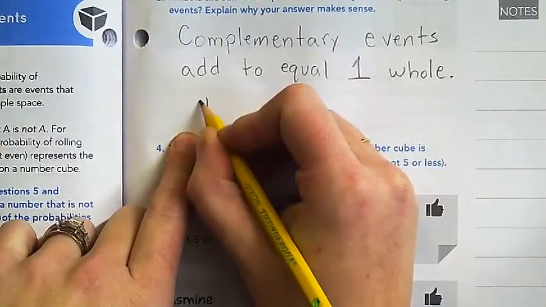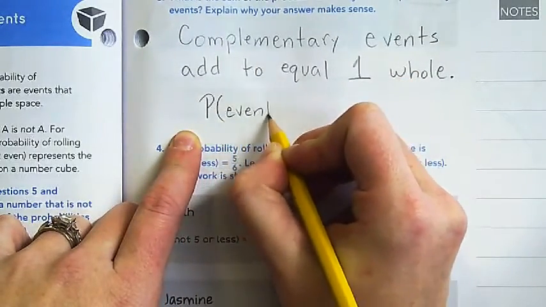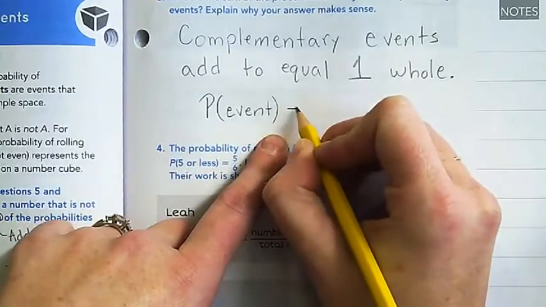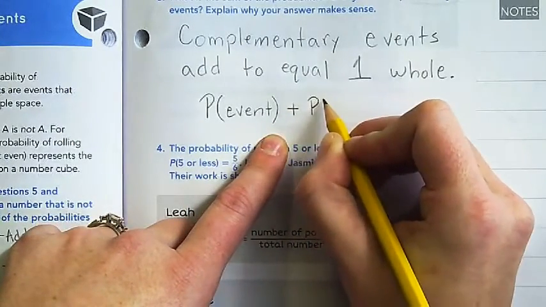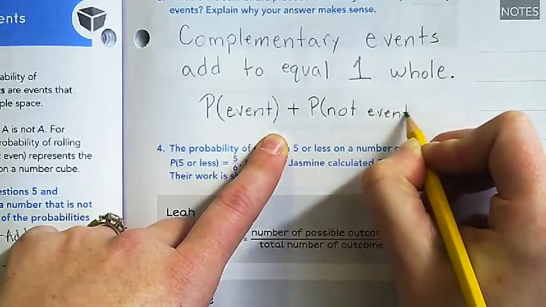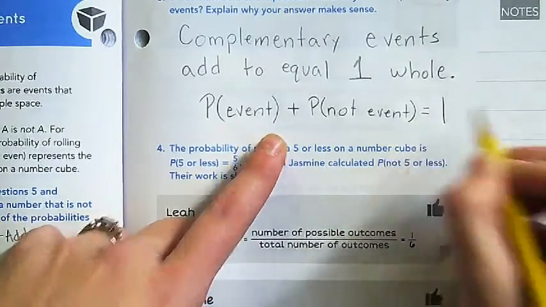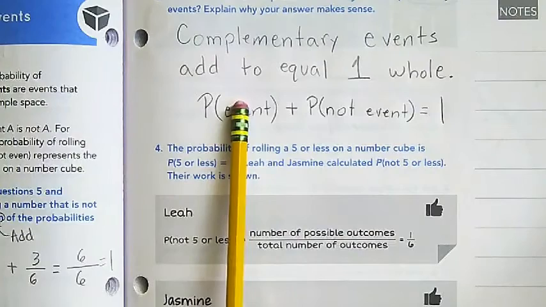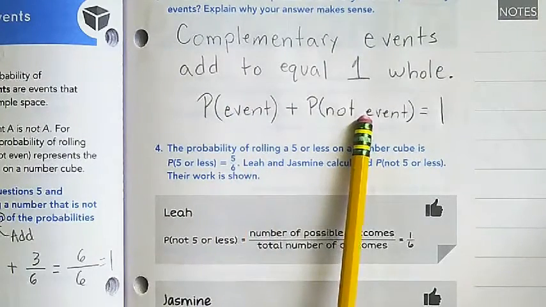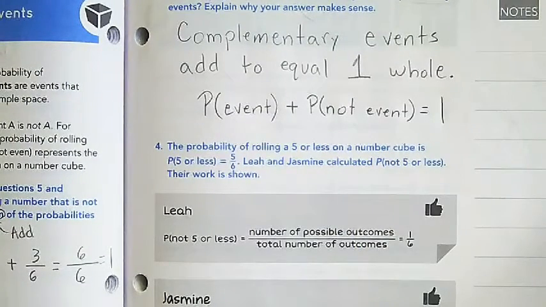So if you know the probability that something is going to happen, the probability of an event, plus the probability of not that event, we know that it's always going to equal one whole. The event plus its complement, not event, will always equal 1. That's an important rule to know because we can use it to calculate probabilities.